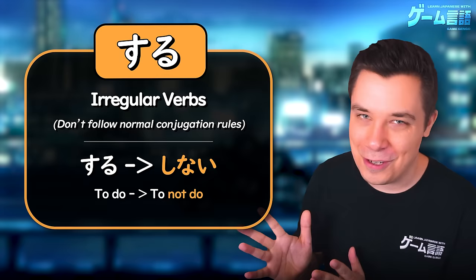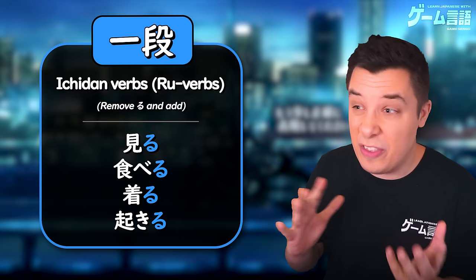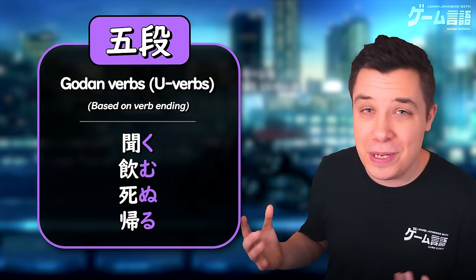So using a balance of these two methods, you can find out no matter what verb you come across, whether it's an ichidan or a godan, and then using all the information in this video, you'll be able to conjugate it into absolutely any form that you want.